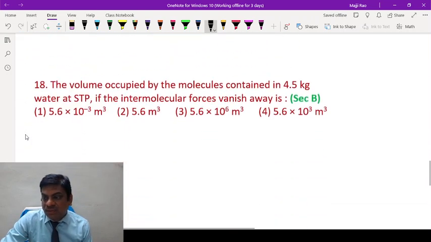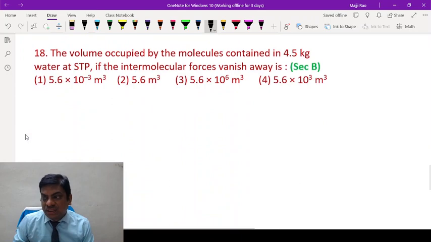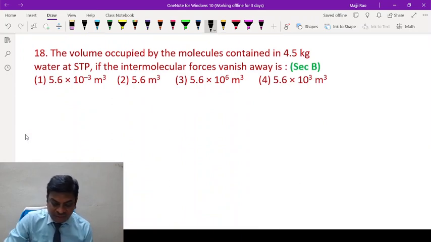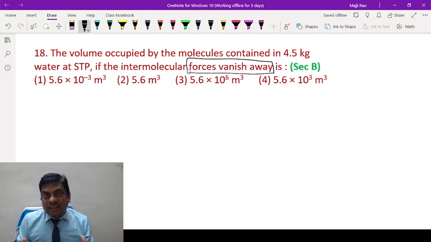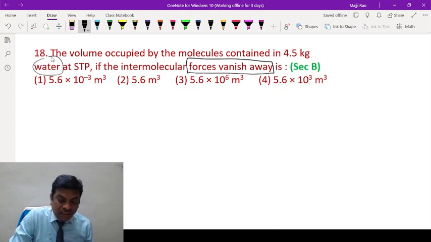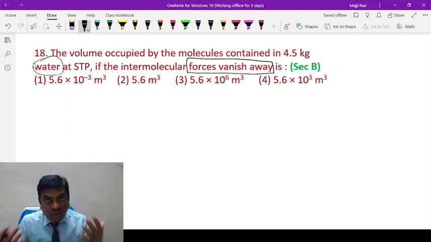Then moving on to the next question. The volume occupied by the molecules contained in 4.5 kg of water at STP, if the molecular forces vanish away, is. Now, when do the molecular forces vanish away? Ideally speaking, we all know that in an ideal gas there are no intermolecular forces of attraction or repulsion. So it should be an ideal gas. Even though it may not be possible to convert water into an ideal gas, at least it is possible to convert water into an ordinary gas.